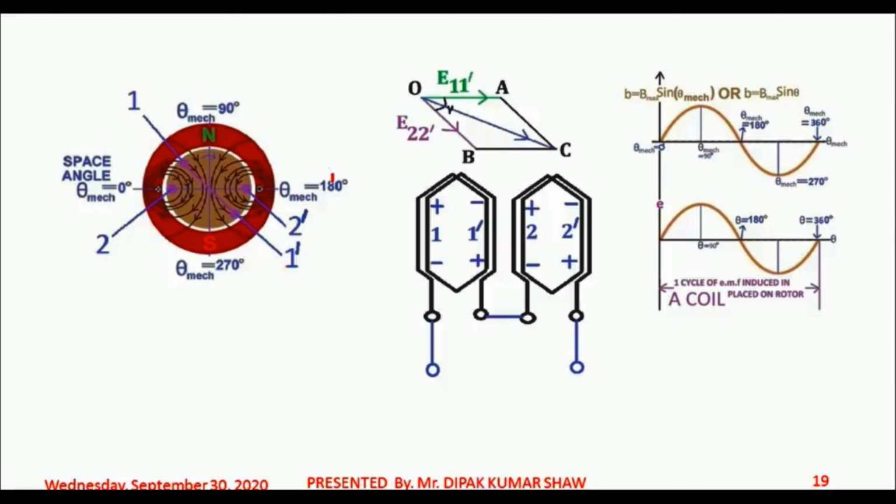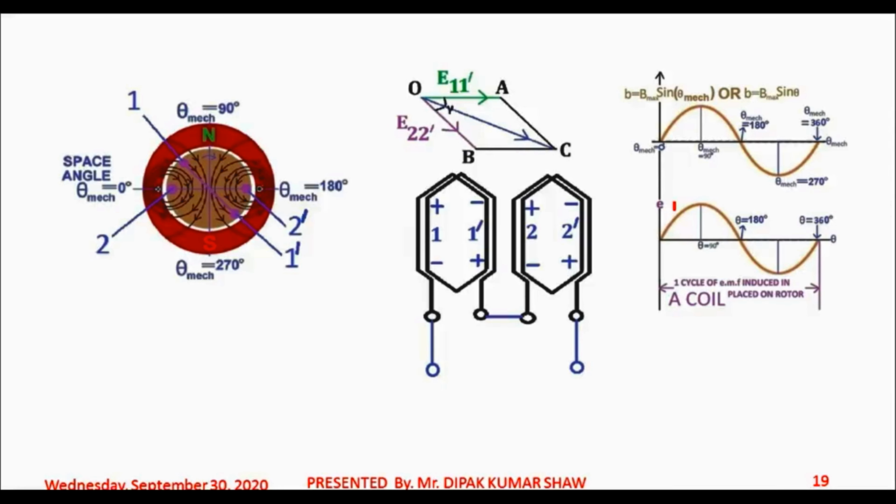Now we have seen just now that EMF induced in the conductor is given by BLV. L and V are constant. So whatever is the nature of variation of B, that is magnetic flux density, that would be the nature of induced EMF. Since the variation of B is sinusoidal, the induced EMF is also sinusoidal, because induced EMF is given by BLV.